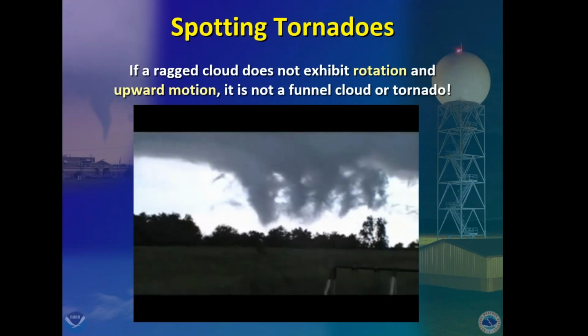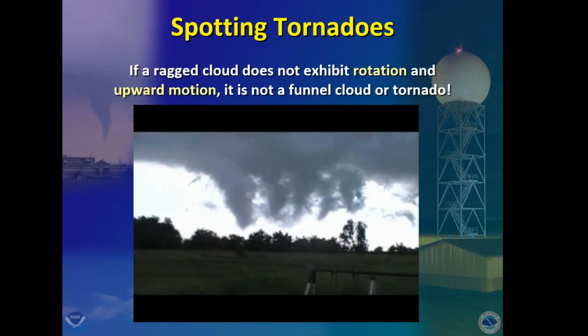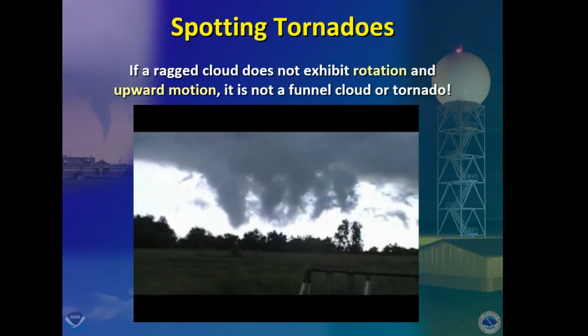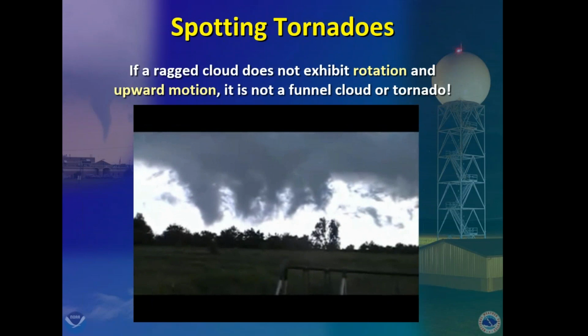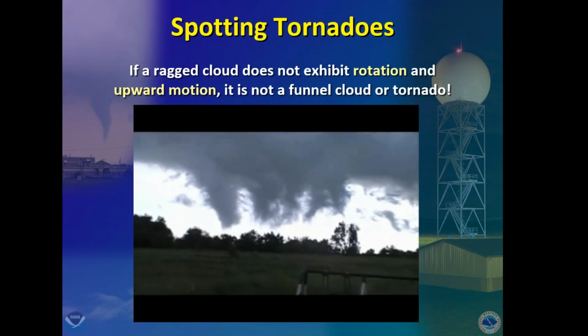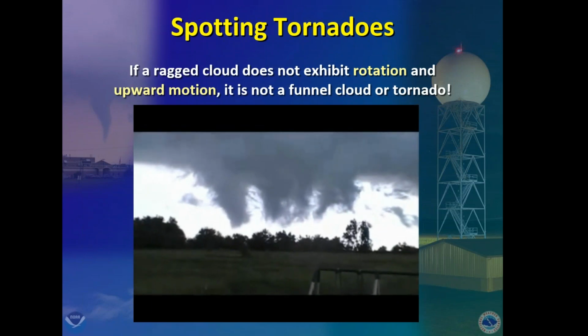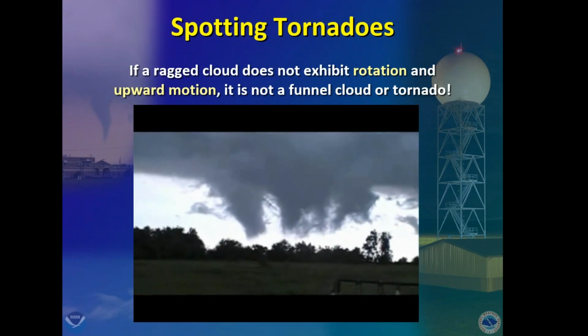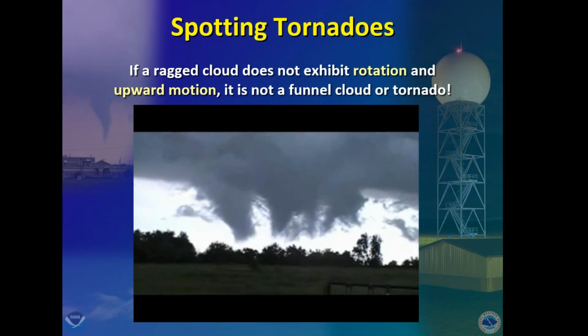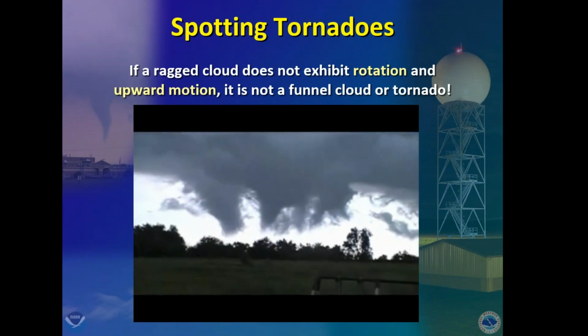Not really doing much of anything. If you were to call these in as a tornado, the first question we're going to ask is, do you see rotation? In this case, you clearly do not. So this is something we would say, keep an eye on it. Make sure you're monitoring, and if you see these clouds start to show some upward motion or show some signs of rotation, by all means, let us know again.